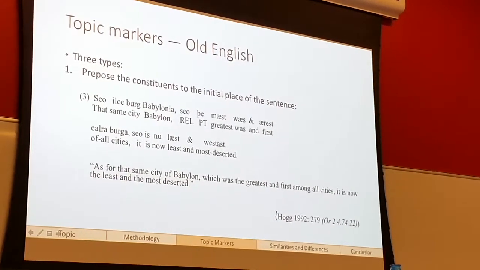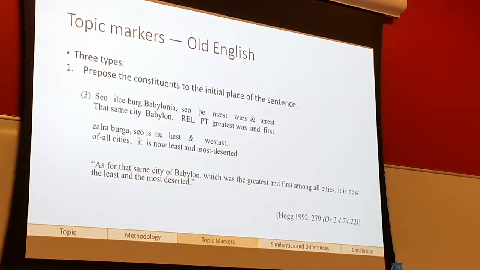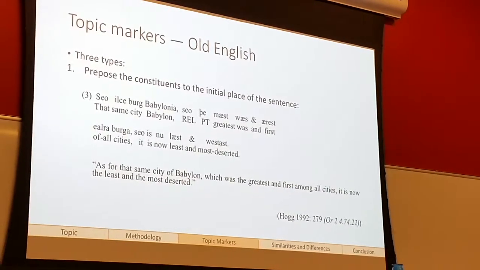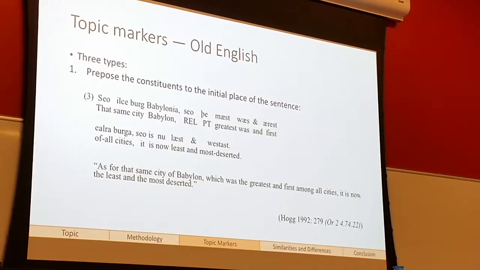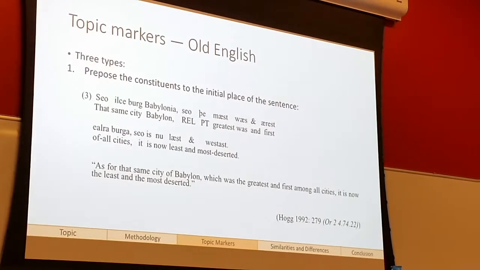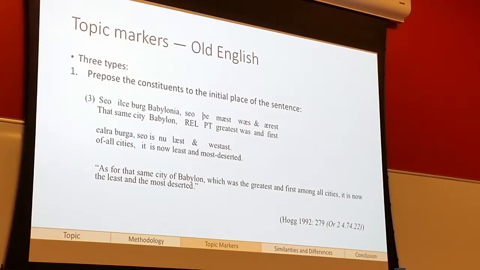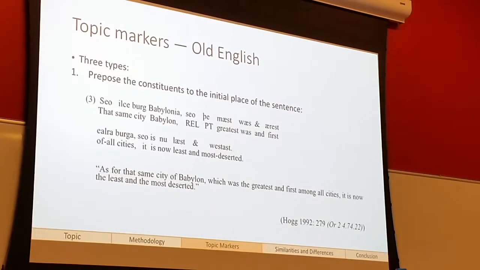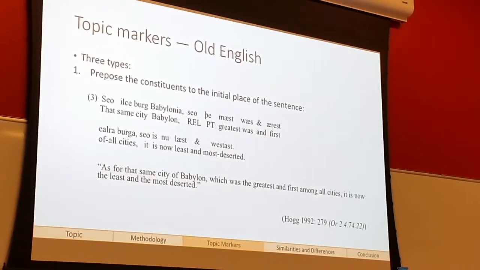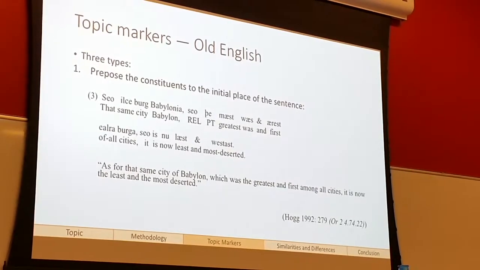First of all, I'm going to discuss the topic markers in Old English. In Old English, there are 3 types of topic markers. The first one is to propose the constituent to the initial place of the sentence. So Celialis for Babylonia. So this is the constituent to the very initial part. And after that is going to be the main clause of the sentence. It's from Hogg, from the Cambridge History of English.